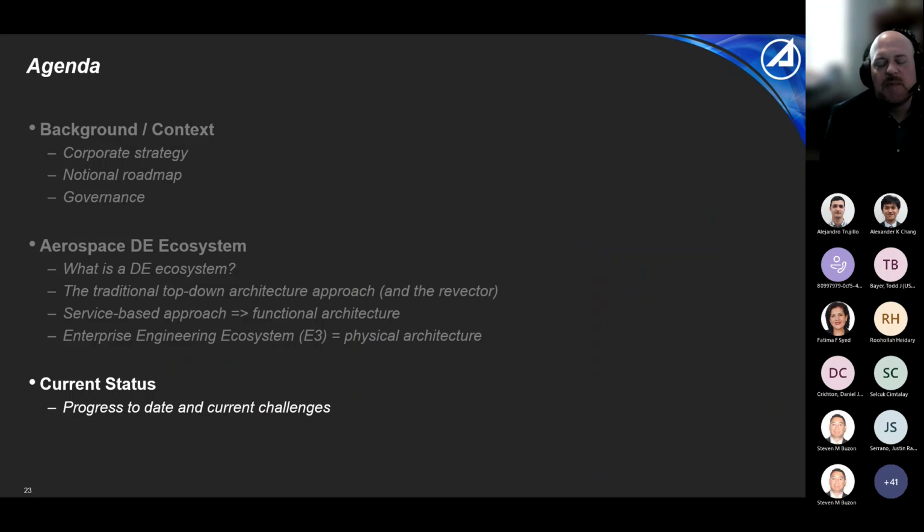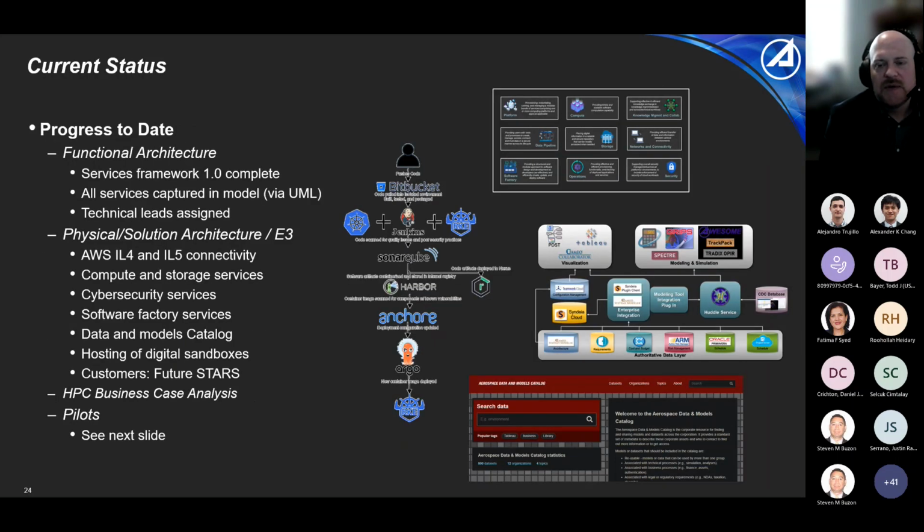I'm going to switch to the last topic here in terms of current status and what challenges we're seeing right now. So current status, progress to date, we have this functional architecture. I talked about the services framework. First version of that is complete. I'll call it 80% done. We're still tweaking it. We're making adjustments to some of the lower level services, especially. We captured these in a model. I said UML, but I actually mean UAF. Technical leads have been assigned across the board to each of these services to lead and drive the maturation of each of these services.